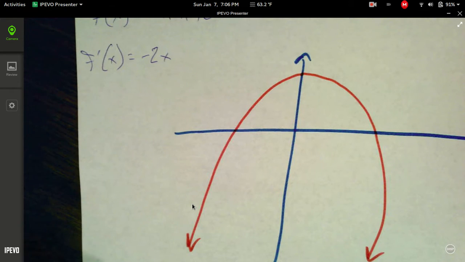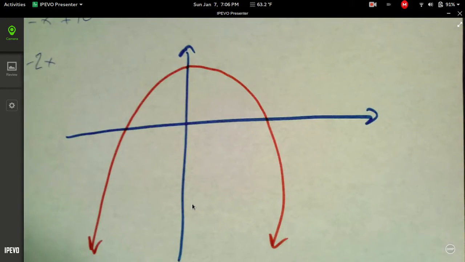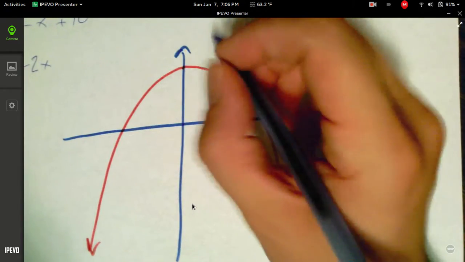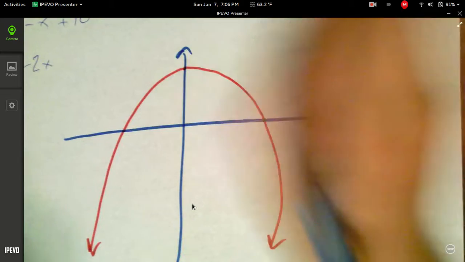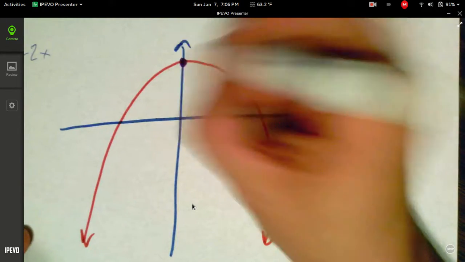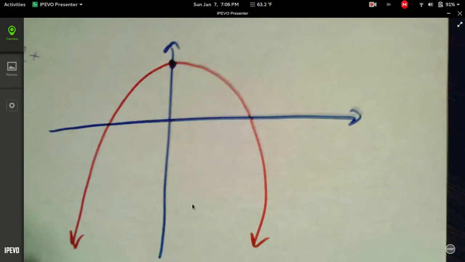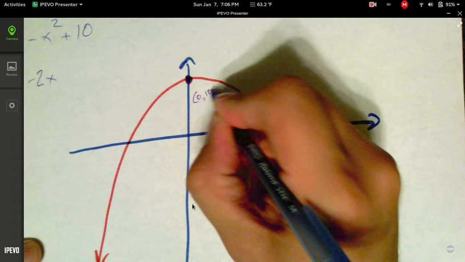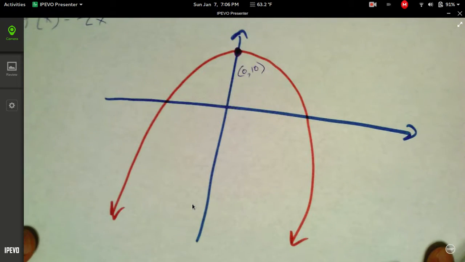So we end up with a parabola that is shifted up. It's a sketch. Sue me. What's important here is that we have a maximum at this point right here. So this point right here is going to be the point (0, 10). This happens to be the maximum of this parabola.